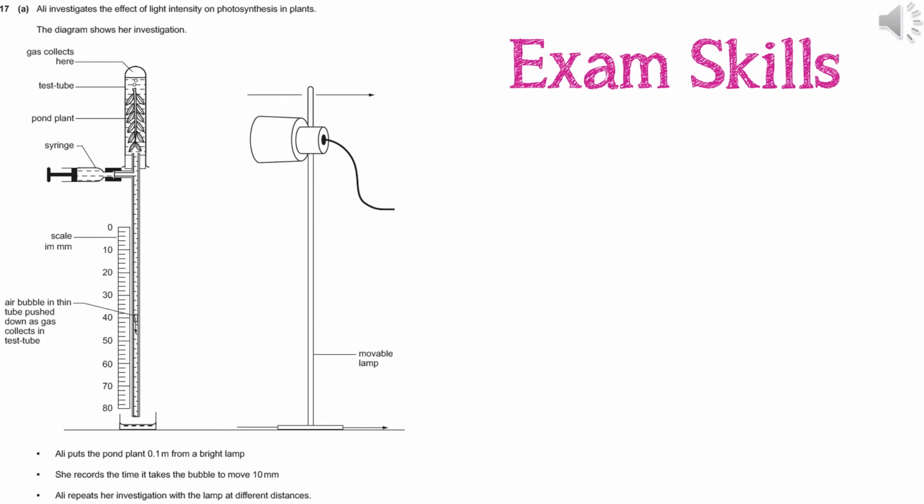The next question we're going to look at is on the left here. Ali investigates the effect of light intensity on photosynthesis in plants. The diagram shows her investigation. So do look at the diagrams here because they are important and they do give us information. Ali puts the pond plant 0.1 meters from a bright lamp. She records the time it takes the bubble to move 10 millimeters. And Ali repeats her investigation with the lamp at different distances.